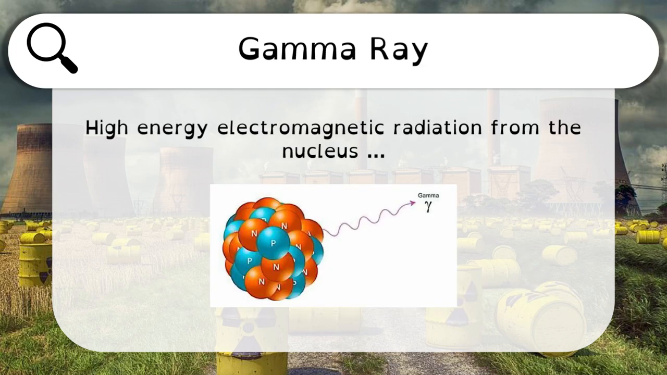And finally, gamma rays, they're high-energy electromagnetic rays, so they're not particles at all, and they have no change on the nucleus when they get released. It's just some energy being released in the form of a gamma ray.